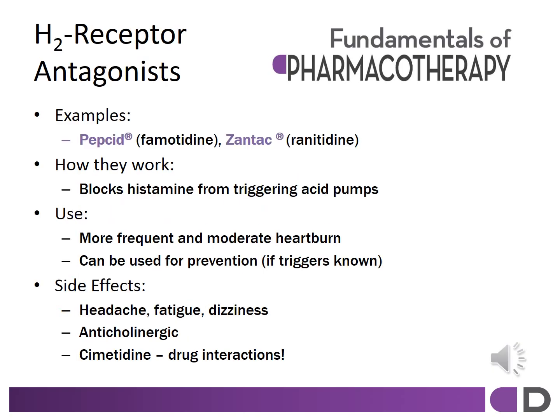The next step up from antacids are the H2 receptor antagonists such as Pepcid or famotidine or Zantac, ranitidine. These medications work by blocking the histamine receptors that turn on the acid pumps in the stomach. When the medication blocks these receptors, the histamine cannot bind and the pumps cannot be turned on. These medications are best used for more frequent or severe GERD. They can be used as prophylaxis if you have a known trigger.